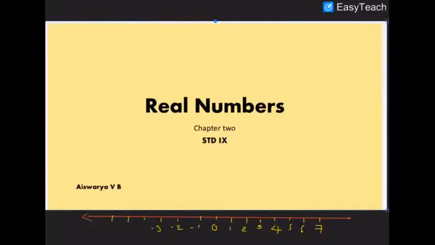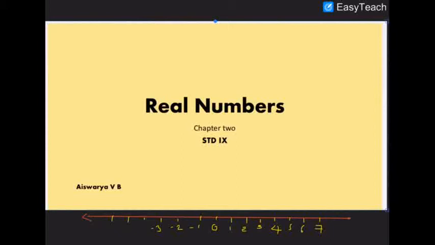Real numbers is a major division on the number system. So basically there are two types of number system, real numbers and not real numbers, that are called imaginary numbers. So we are going to discuss about the real numbers. So what is a real number?